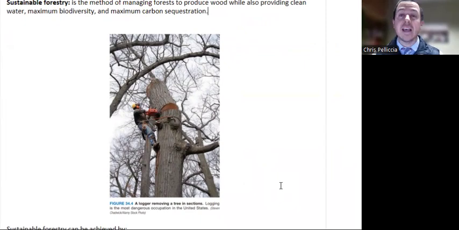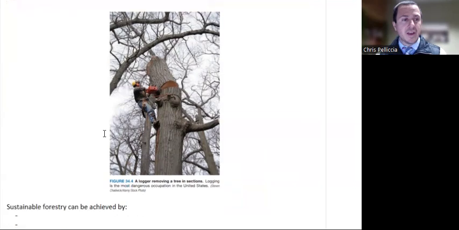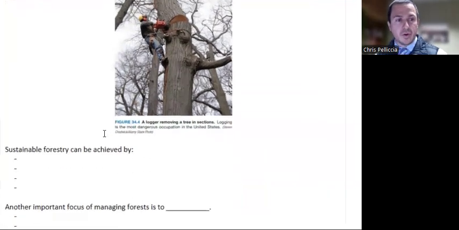And we want to offset that logging with some sort of reforestation. If you are logging and reforesting at the same rate, well, that is sustainable. If you're logging faster than you're reforesting, forest populations will decrease. If you happen to reforest faster, that would allow there to be an increase in tree populations or in forest populations. So how do we do this sustainable forestry?